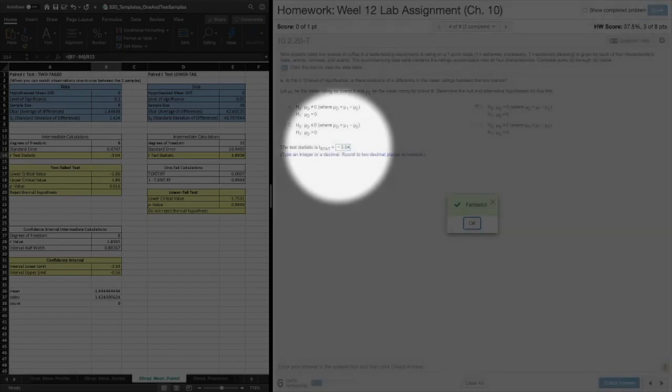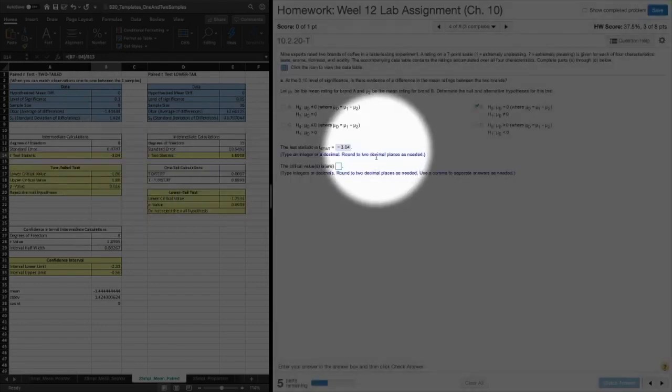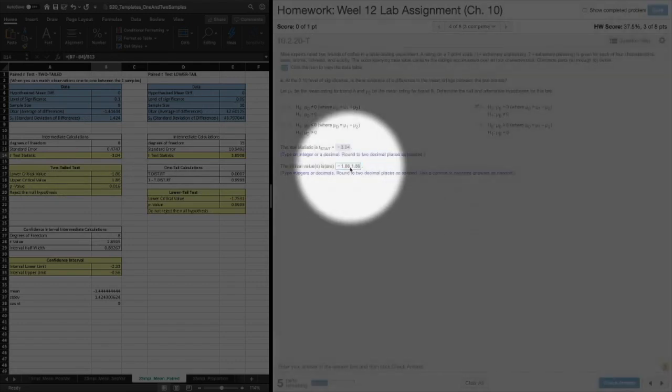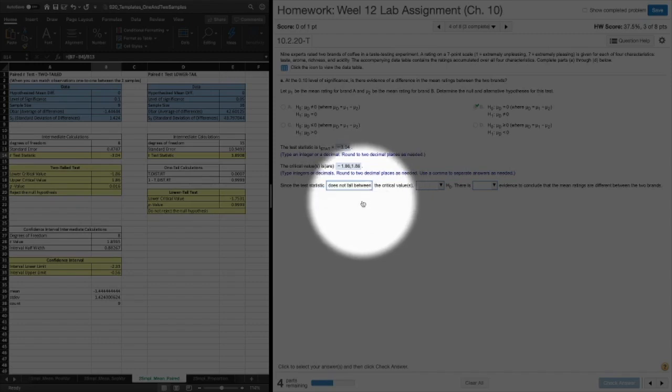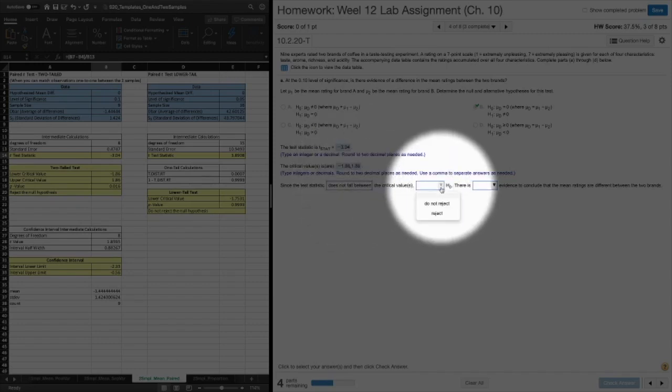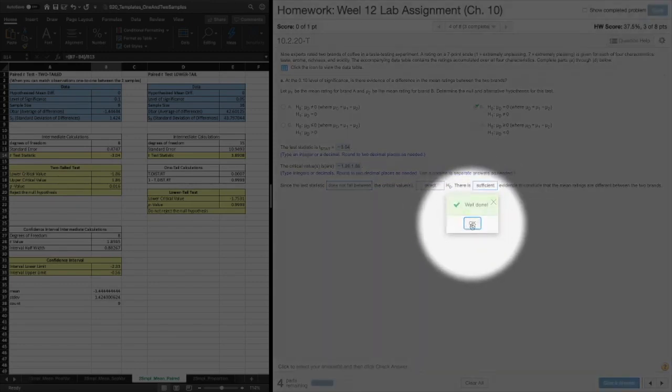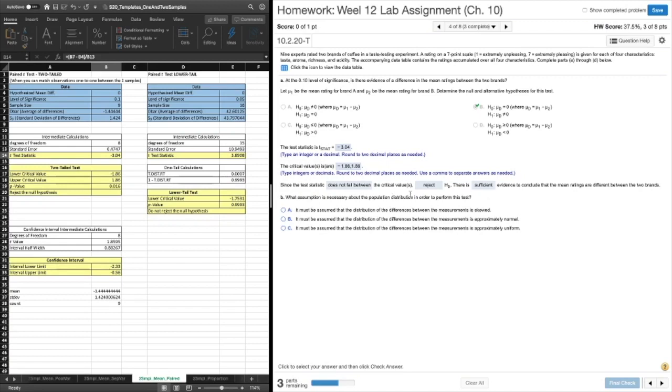They only want 2 decimals. Critical values are right here. The test statistic does not fall between these 2 values. We reject. There is sufficient evidence. What assumption is necessary about the population in order to perform this test?